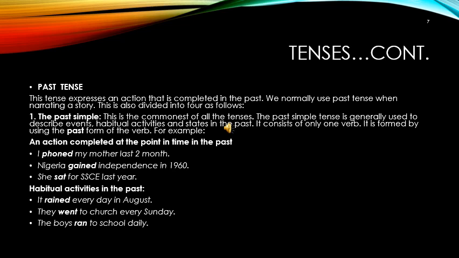The past tense. This tense expresses an action that is completed in the past. We normally use past tense when narrating a story. This is also divided into four as follows. The past simple. This is the commonest of all the tenses. The past simple tense is generally used to describe events, habitual activities, and stages in the past. It consists of only one verb. It is formed by using the past form of the verb.